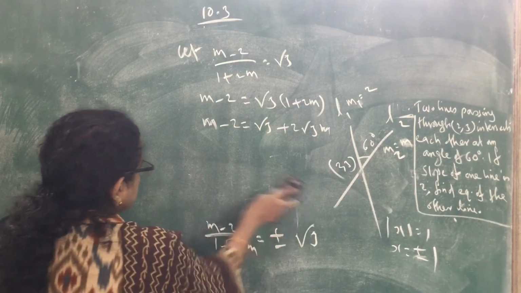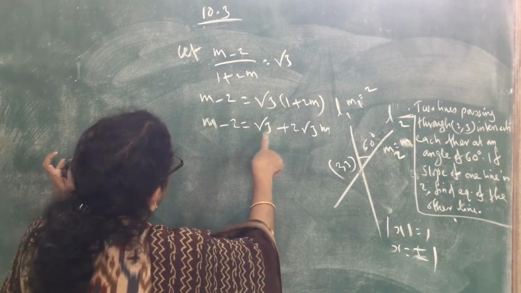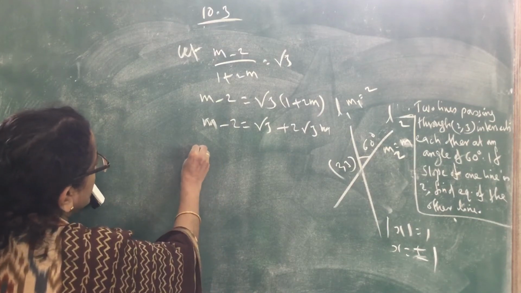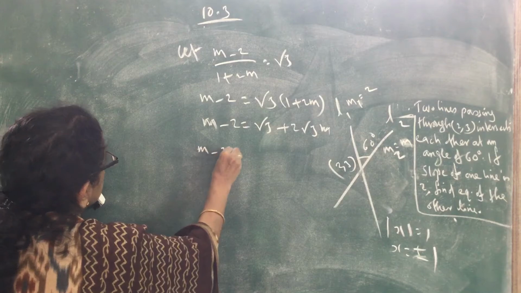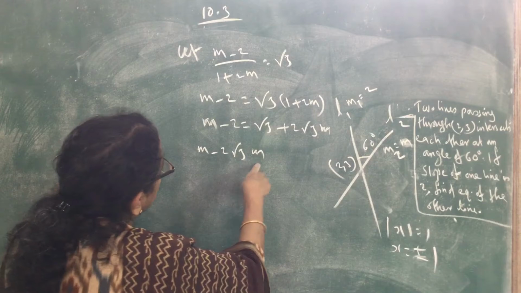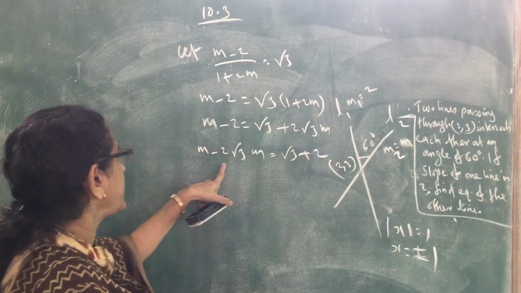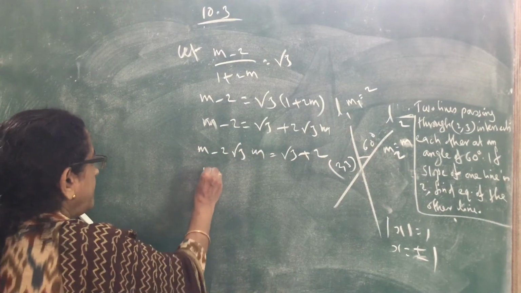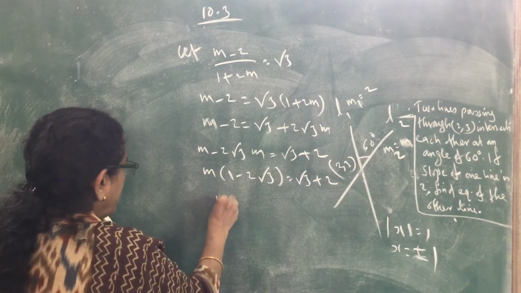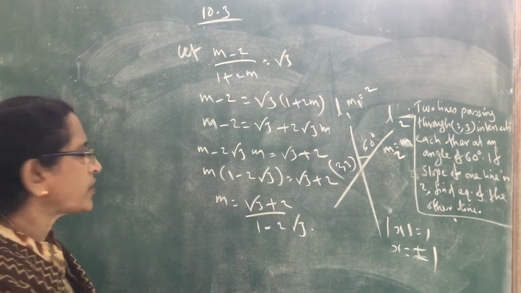Therefore, take m this side and root 3 this side. Otherwise we can consider m minus 2 minus root 3. So m minus 2 root 3 m. 2 root 3 m we can take this side. So m minus 2 root 3 m equals root 3 plus 2. So m into (1 minus 2 root 3) equals root 3 plus 2. Therefore m equals (root 3 plus 2) divided by (1 minus 2 root 3). So we got one value of m.